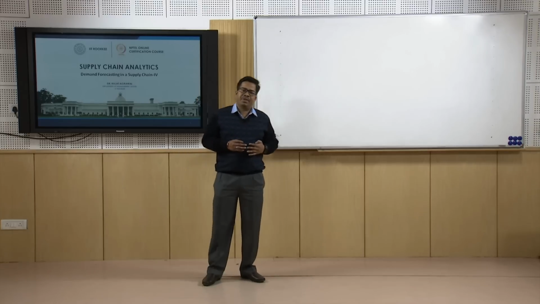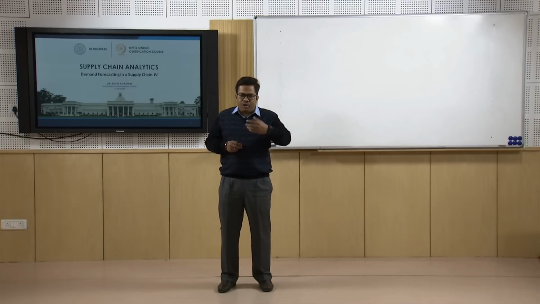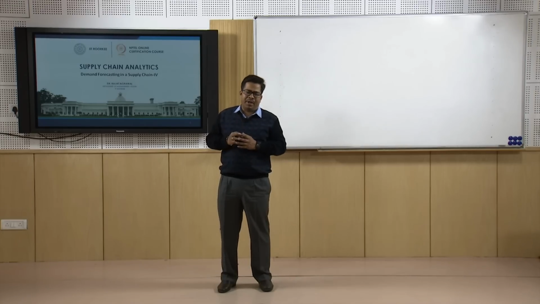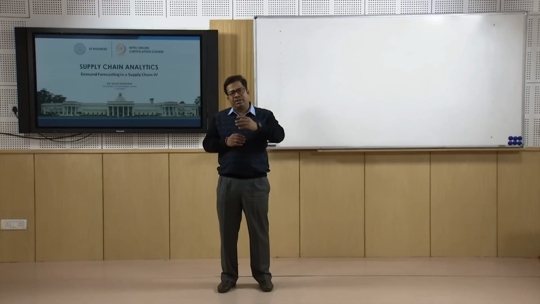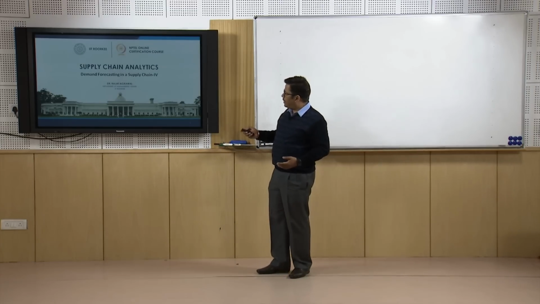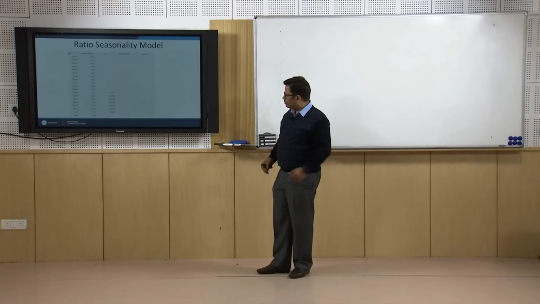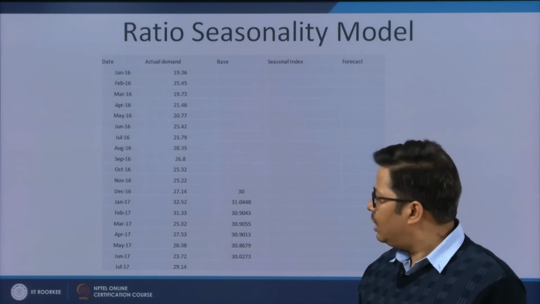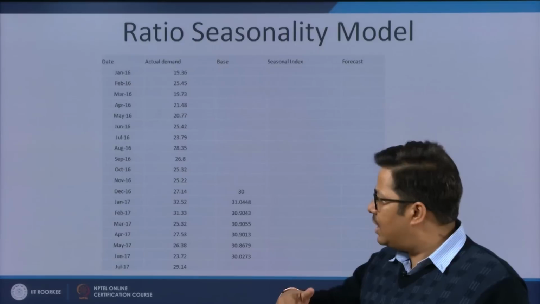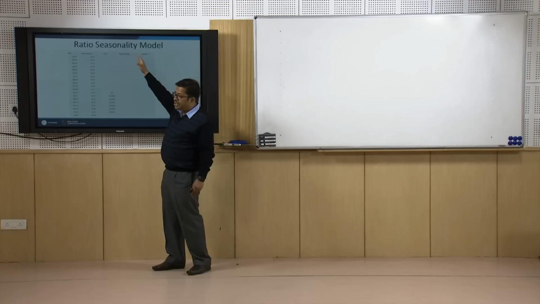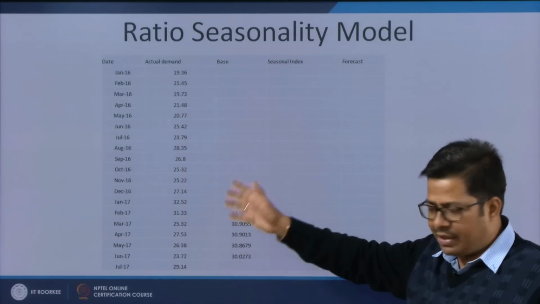Then in our last session we discussed a slightly more complicated model where some kind of trend was also available in our demand data, and with the help of trend and base we determined the forecasted value for the coming period. Now we are moving to a more complicated model where seasonality is included in our demand data. We saw in the last class that some data is available where we are saying that ratio seasonality is present in this demand data.